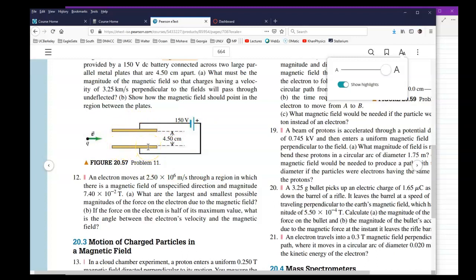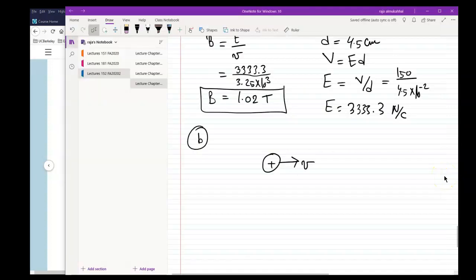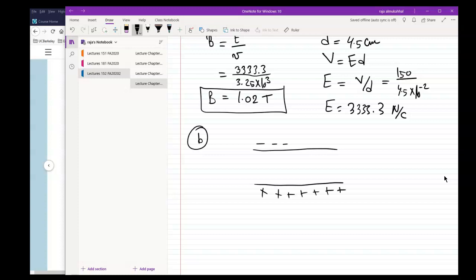So what's the direction of the electric field, guys? It's going to go from positive to negative, so it's going to go up this way, correct? Make sense? So now, let me draw it with the selector. So this is positive. This is negative. So here's my electric field.